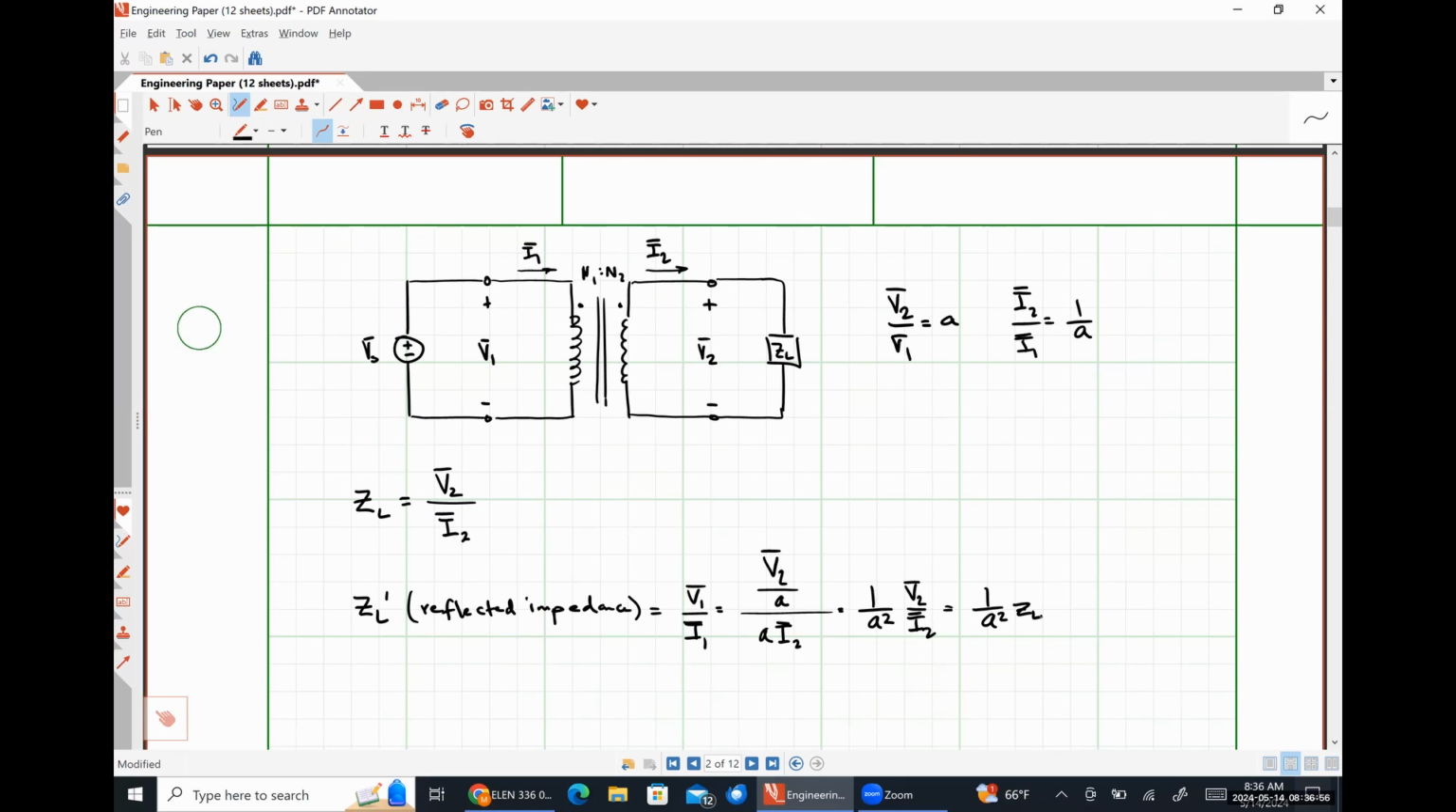What do you think I would need to do if I wanted to reflect an impedance from the primary over to the secondary? Multiply by the square of the turns ratio. Okay, so we can reflect our impedances back and forth and all of this kind of good stuff. So let's look at an in-class assignment problem.